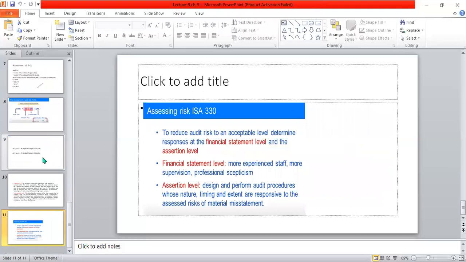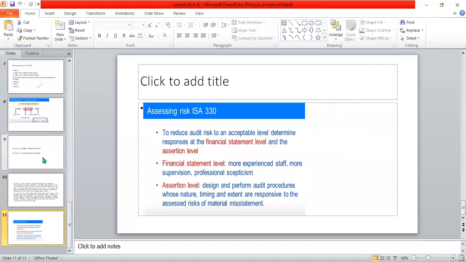Lastly, we have to look at how to reduce audit risk. According to ISA 300 and 330, to reduce audit risk to an acceptable level, determine responses at the financial statement level and the assertion level. What is the financial statement level? Here we have more experienced staff, more supervision, professional skepticism, and then the assertion level.